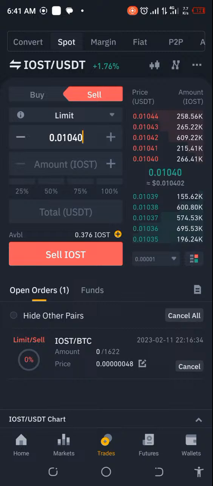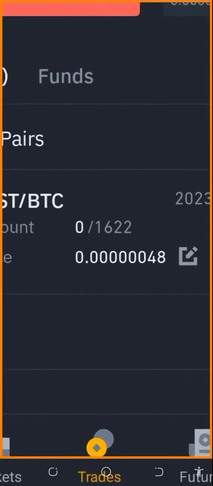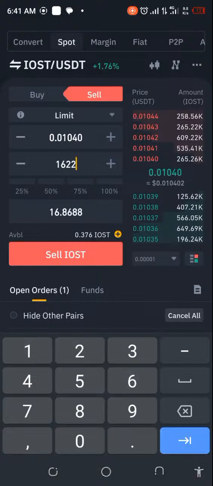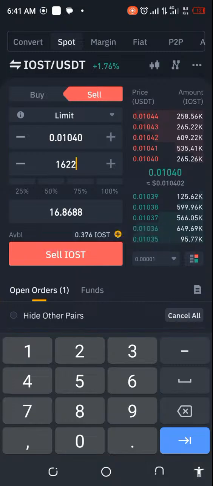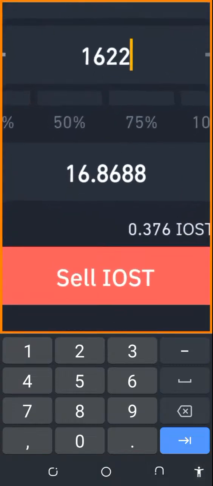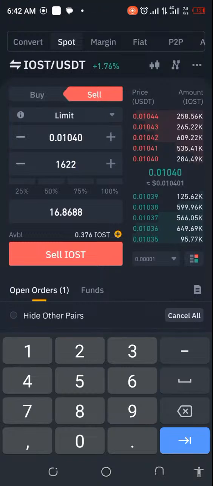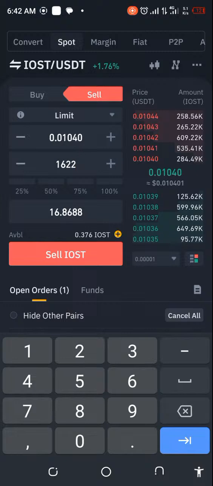So this is 0.0104. So let's see. This is 1622. All right, so let me put it in there. That's 1622. So what do we get? Okay, we started this out with 1675, or 1670, excuse me. Let's be sure, but let's not waste time actually. I think we started out with 1670 something. So this is an opportunity to make profit.